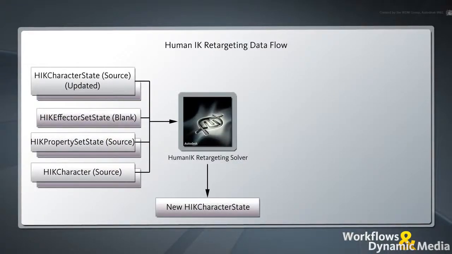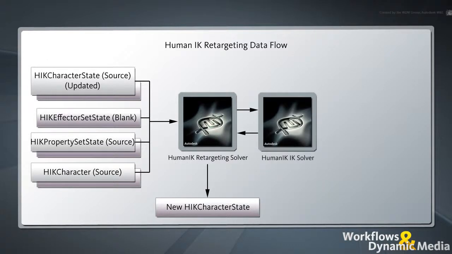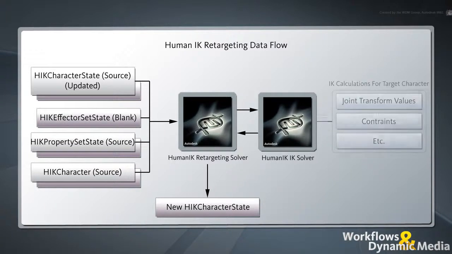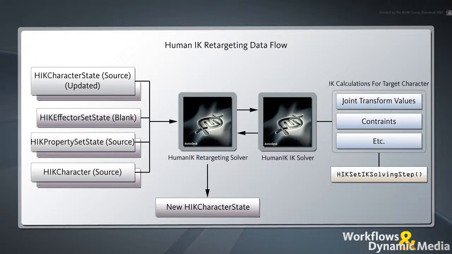To properly transfer this FK pose from the source to the target character, the retargeting solver actually needs the help of the IK solver to carry out the necessary calculations. These calculations range from adjusting the position and rotation of each of the target character's joints to setting retargeting properties and constraints. To decide what the IK solver should calculate, you determine its solving steps by calling the HIK setSolvingStep function.